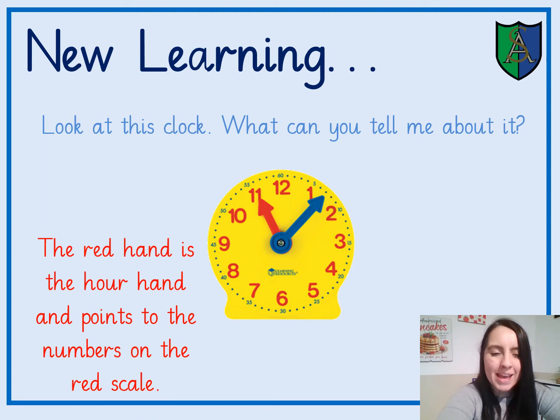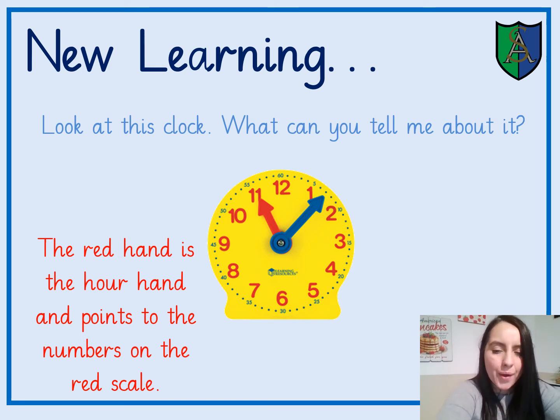Some of you may have noticed that the red hand is the hour hand. So the smaller one of the two is the hour hand. And it points to the numbers on the red scale. So here you will see the numbers 1 through till 12. And we learned all about that yesterday, when we learned that the clock goes round twice to make sure that there's 24 hours in one full day covered. So it goes round once for the daytime and once for the night time. So the red hand is the hour hand, and it points to the numbers on the red scale.